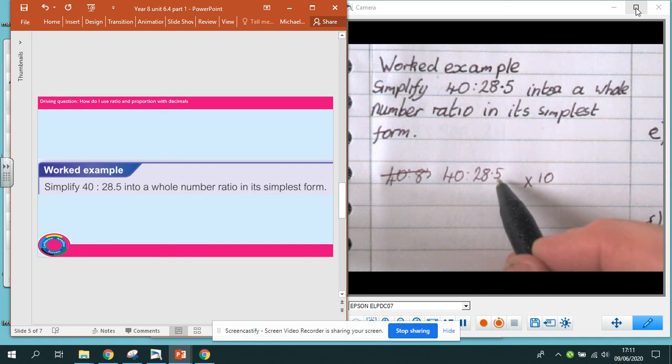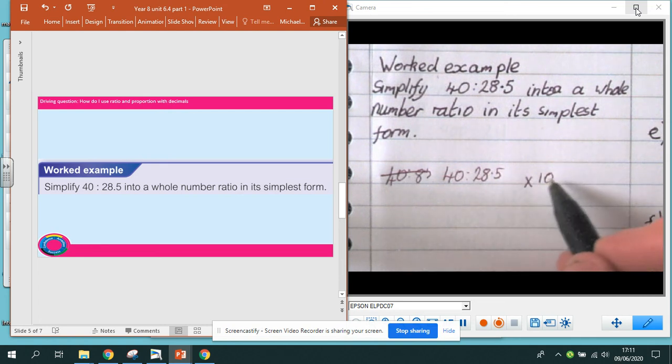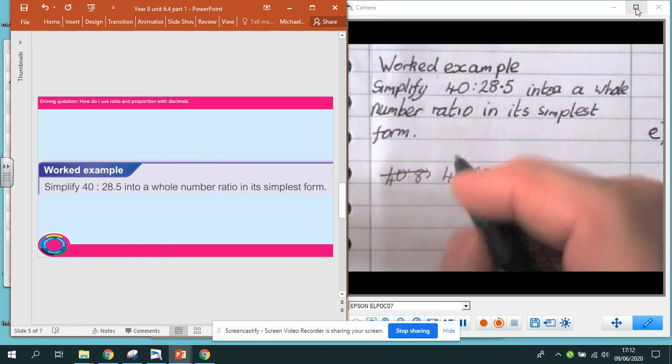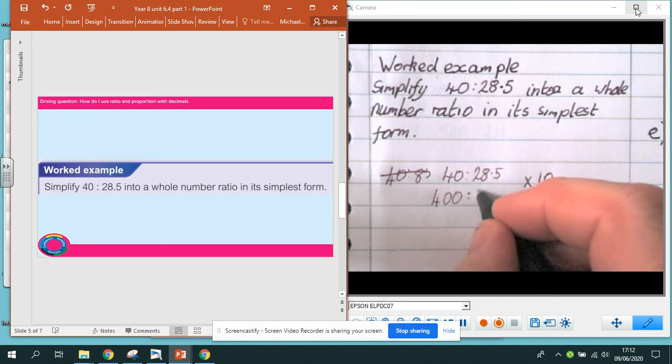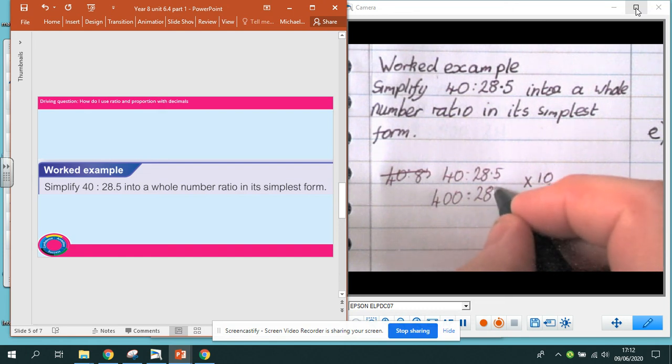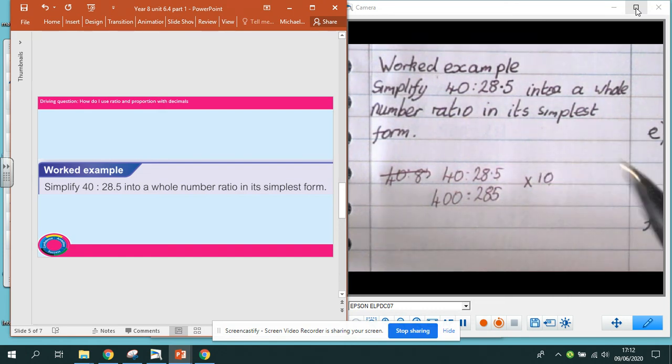I'm multiplying by 10 because I have 1 place of decimals. If I had 2 places of decimals, I would multiply by 100. If I had 3 places of decimals, I would multiply by 1,000. You want a number with the same number of zeros as there are decimal places. If I multiply both of these numbers by 10, I get 400 to 285. So now I've got whole numbers. Fantastic.